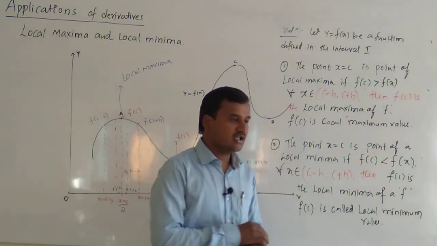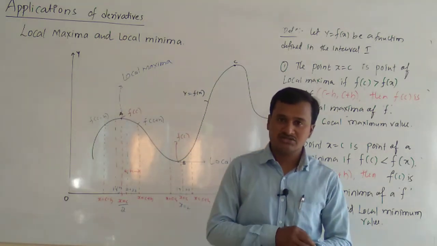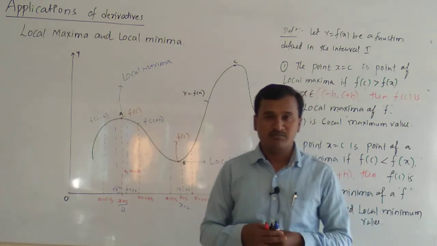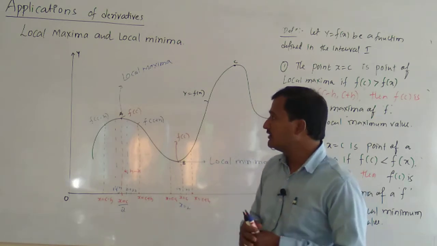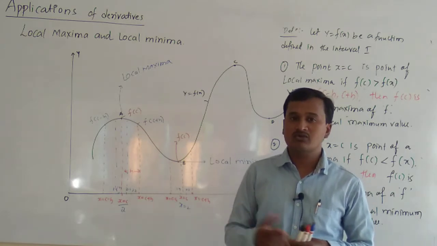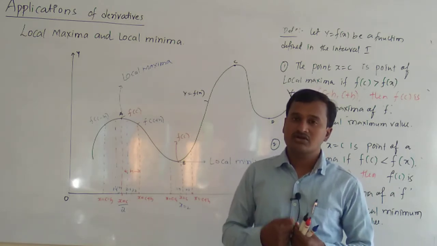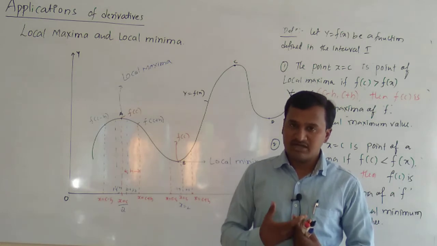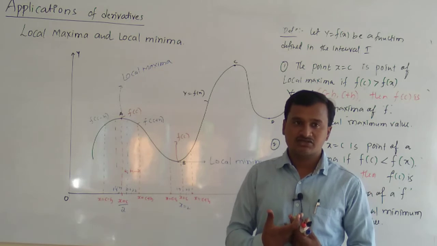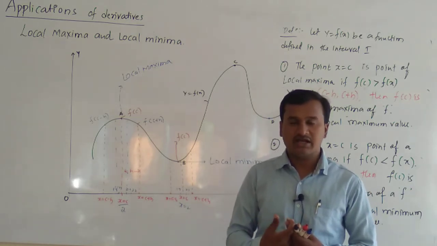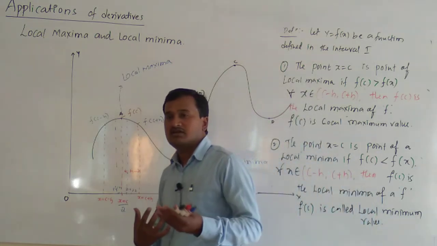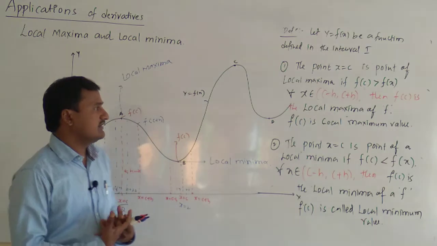These are the mathematical definitions to know what is meant by local maxima and local minima of a function. Okay, now we are studying the applications of the derivative. Now how do we use the derivatives to find the local maxima and local minima? For that we have two tests: the first derivative test and the second derivative test. Now let us discuss the first derivative test and second derivative test.